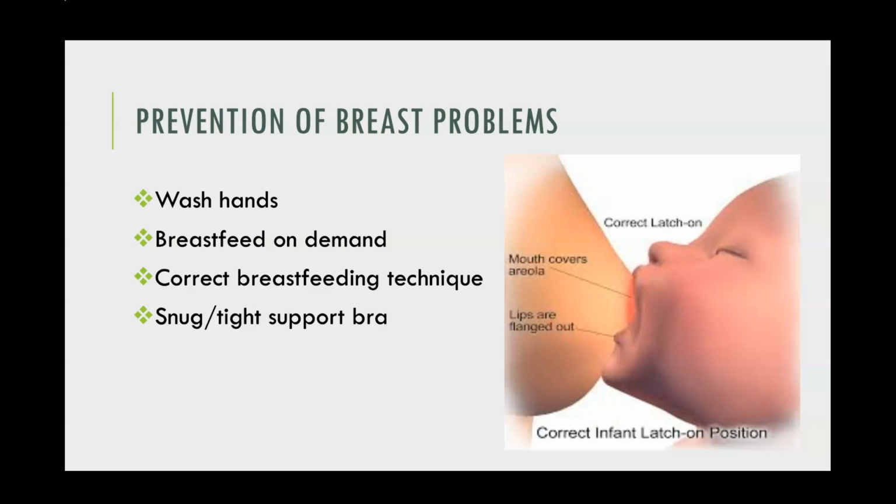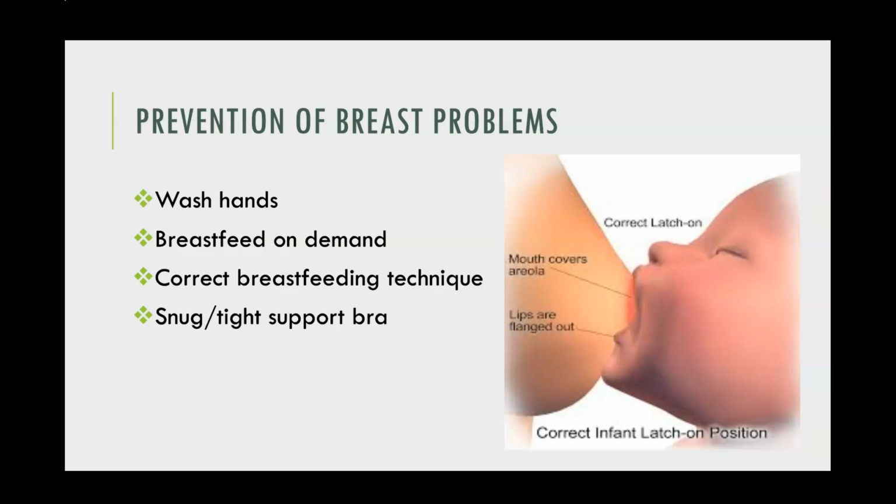Ways that we can prevent some of these problems is by encouraging and teaching mom to wash their hands, to breastfeed their babies on demand, which just means when they get hungry, when they're ready to eat, feed them. Don't try to put them on a schedule. Don't try to wait and feed them every 4 hours. If they're acting hungry, go ahead and feed them. That's sort of how engorgement can happen if we're trying to put babies on a schedule or we're waiting long periods of time between feedings. It can cause engorgement.